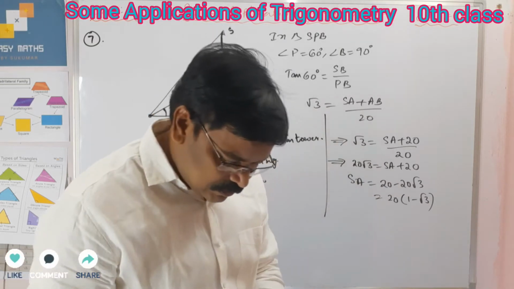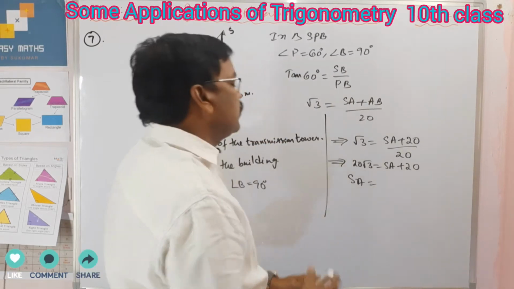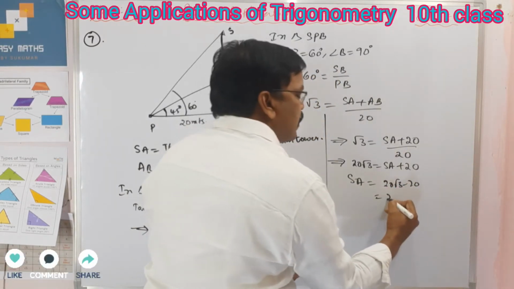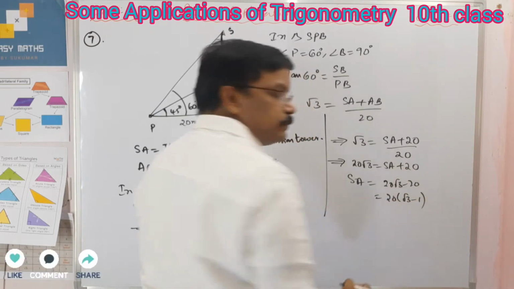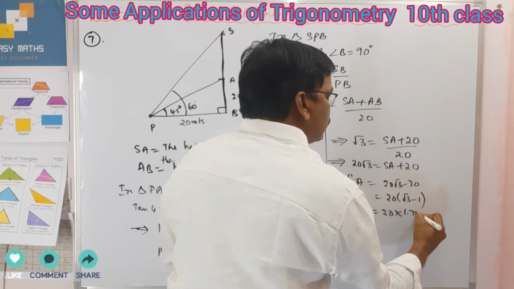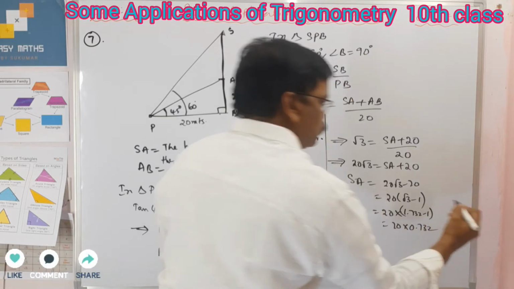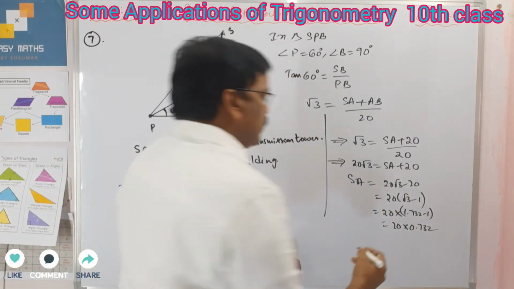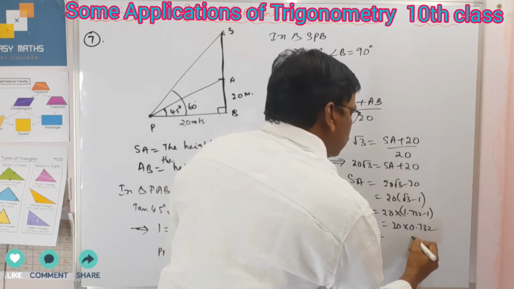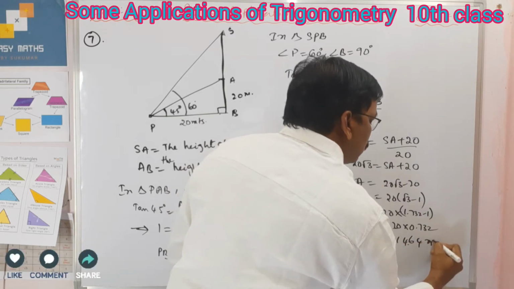20 root 3, here I made a mistake. Right. So this SA is equal to 20 root 3 minus 20. Take 20 as common, that is root 3 minus 1. See my dear students, here 20 times, actually root 3 is 1.732 minus 1. This is 20 times 0.732. Let us multiply with 2 and then we multiply with 10. So that is 4, 6, 2 7 are 14, that means 14.64 meters.